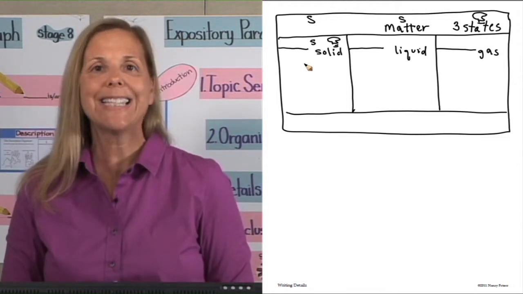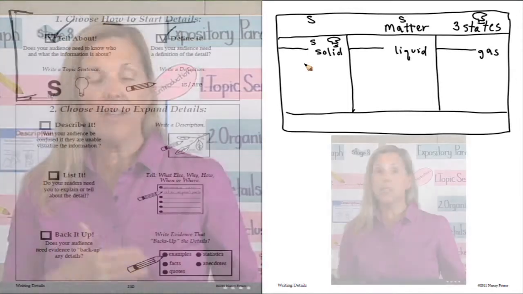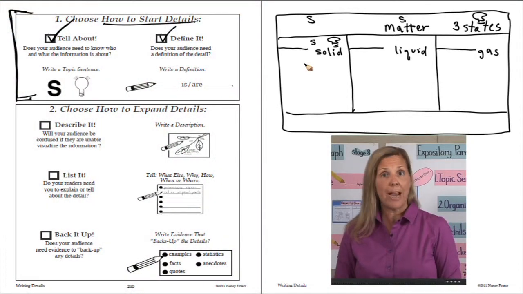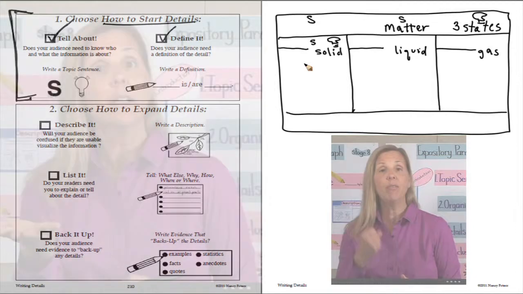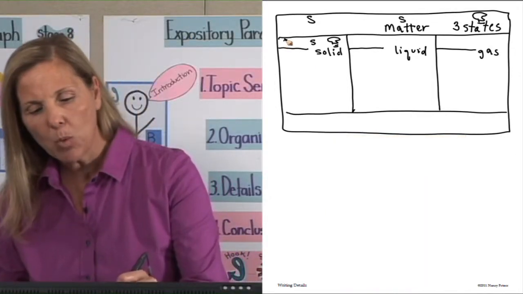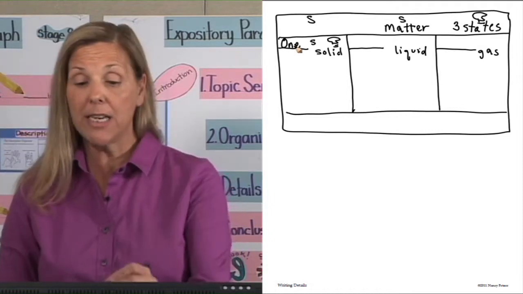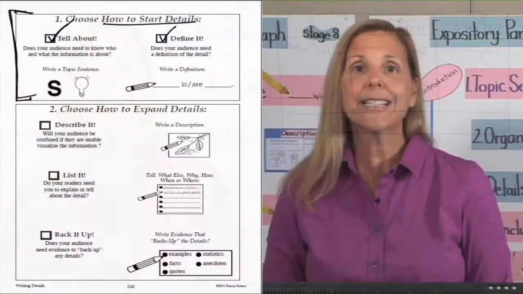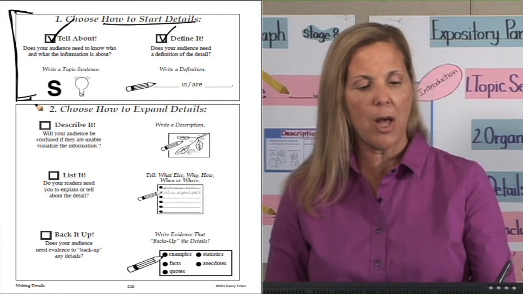There's our complete sentence. I don't need to have a definition, so now I'm starting off my details and I have one form of matter is a solid. And my starting word was one. I have my detail sentence started there. Next thing I need to do is go down to the bottom boxes.